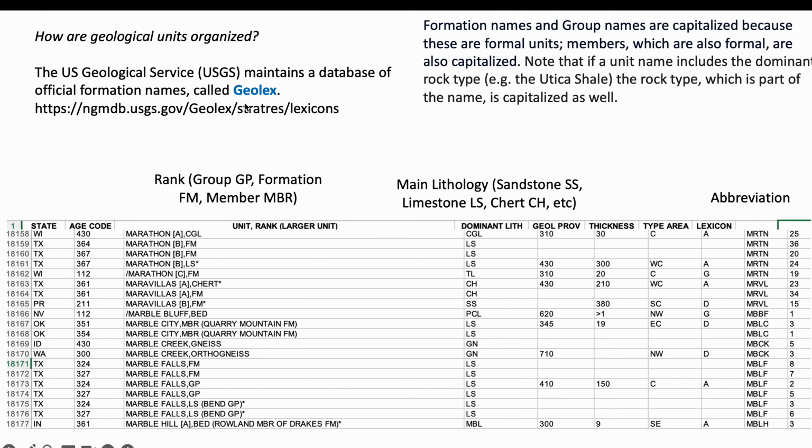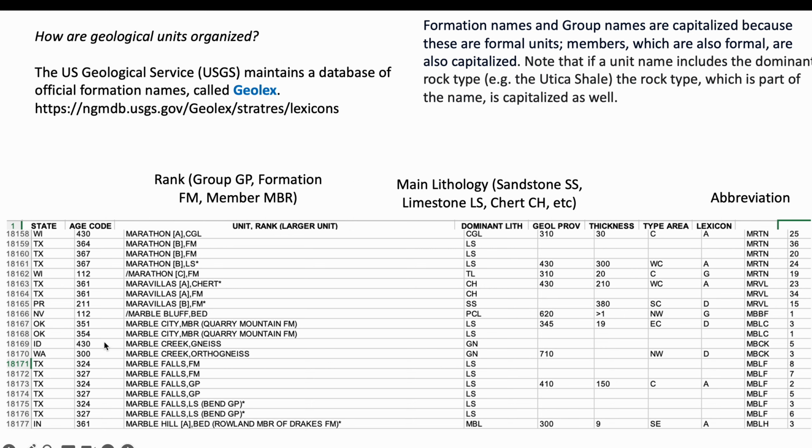So there's a website, and it's actually a database, but you reach it via this website right here. It's called GeoLex, and this has the official names for the formations and members and groups. So there are a lot of informally named rock beds here and there, and some of those appear in GeoLex and some of them do not. And so we would generally prefer to use the actual terms from GeoLex.